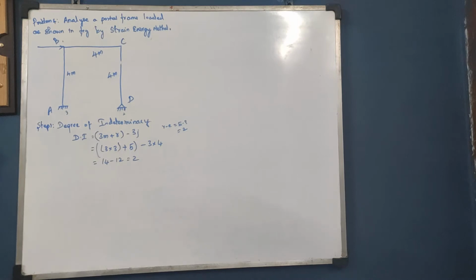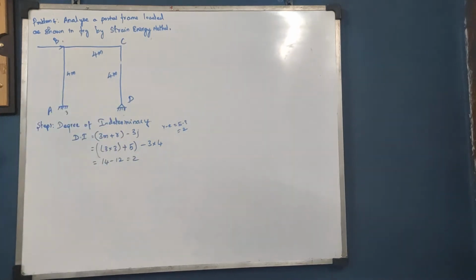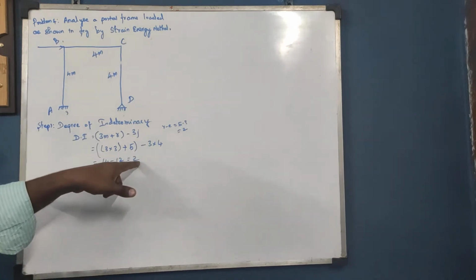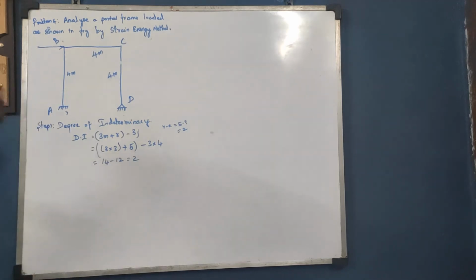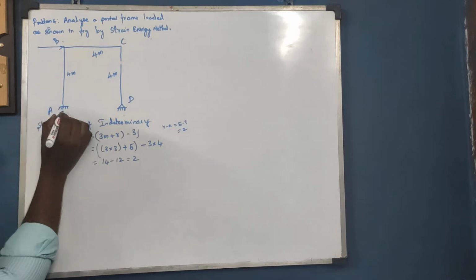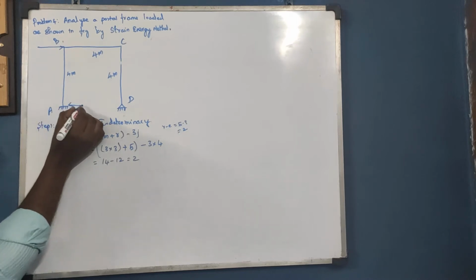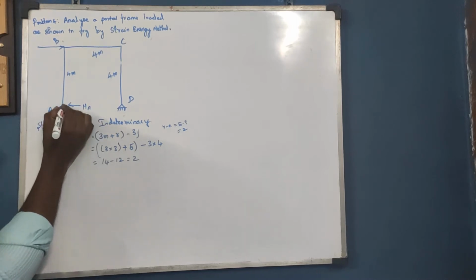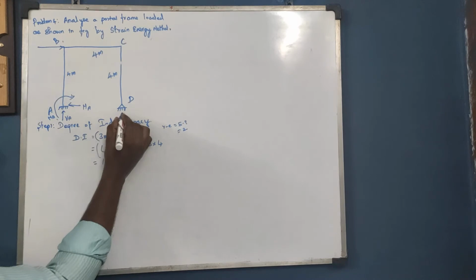In the previous problem we had 1 degree of indeterminacy, which means we had at least one unknown reaction to release. Here we have 2 degrees of indeterminacy, so we have to release 2 unknown reactions. Here we have 3 unknowns: VA, HA and a moment MA.